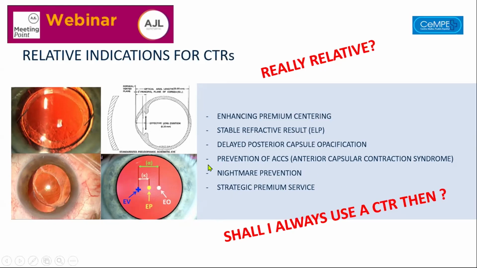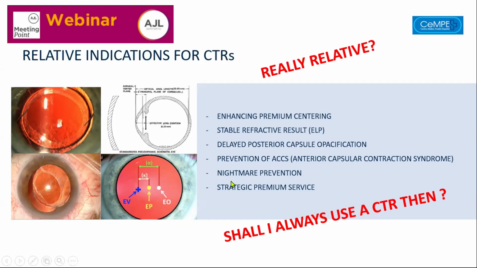Another prevention is the nightmare prevention, because if you have a difficult IOL calculation, mostly in a premium lens, because if it's not a premium lens and it's a white cataract, whatever you put and whatever the post-op refraction is, the patient may not complain. But if you are doing premium surgery, then you have to ensure you won't have a large refractive error in the post-op.